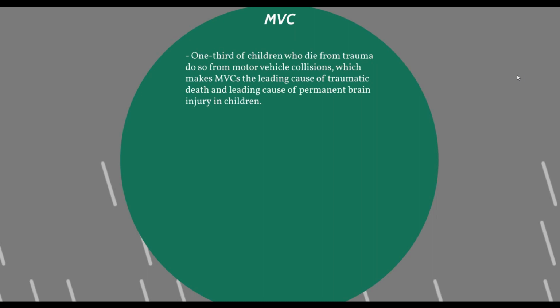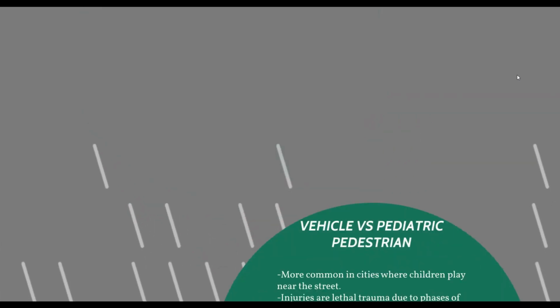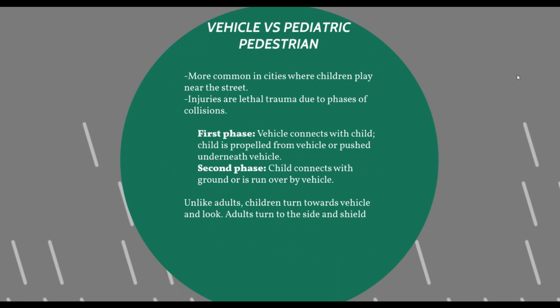Motor vehicle collisions. One third of children who die from trauma do so due to motor vehicle collisions. This in itself makes motor vehicle collisions the leading cause of traumatic death and leading cause of permanent brain injury in children. We'll talk about traumatic brain injuries later on in another lecture, but again, keep in mind, blunt trauma is the number one cause of death. So when we talk about these motor vehicle collisions, we're talking about traumatic injuries that are blunt trauma in etiology.